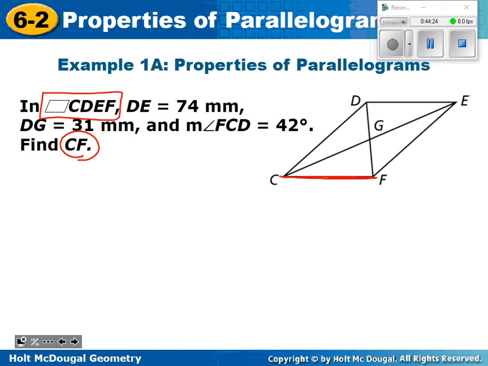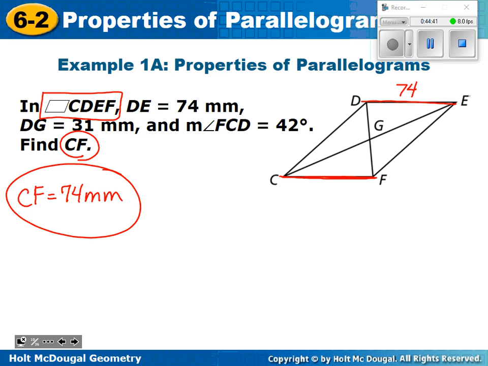Okay, they tell us DG is 31. What else do they tell us? Okay, they tell us DE is 74. So what do we know about the opposite sides? They are congruent, so that means that CF should also be 74 millimeters.